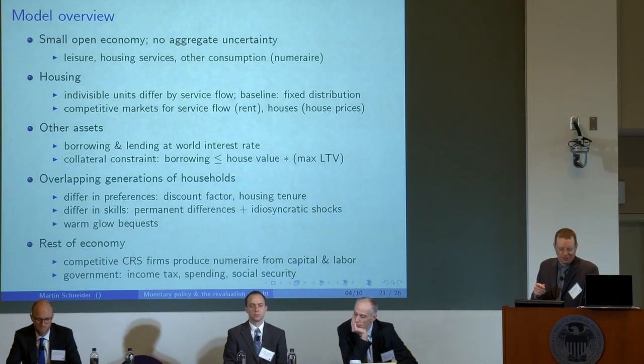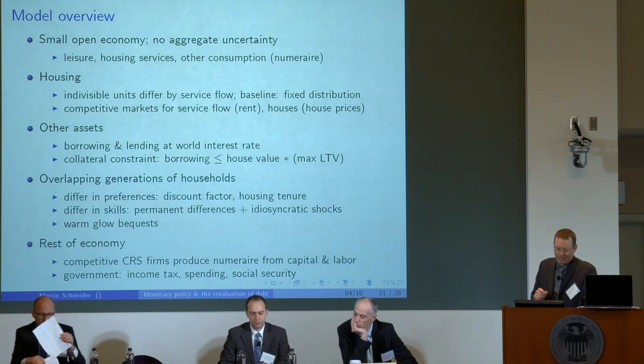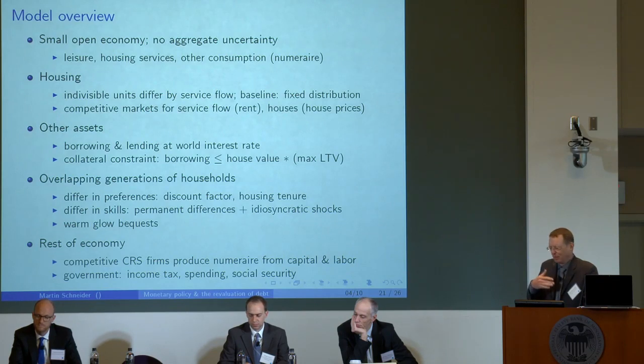Importantly, households face a collateral constraint. So the borrowing is constrained by the house value times some maximal LTV ratio. We've got overlapping generations of households. They differ in preferences. They can differ in the discount factors as well as in the preferences for housing tenure. Some people like to rent more than others. And they differ in skills. There are both permanent differences and ongoing shocks to how well they can earn money. And then there are warm glow bequests. So people want to leave some money at the end.